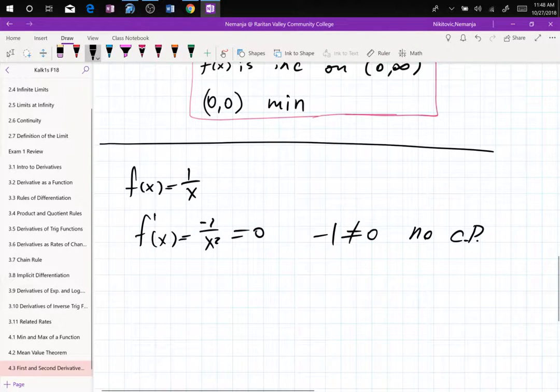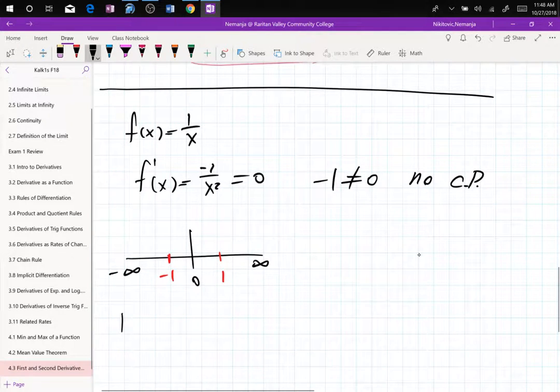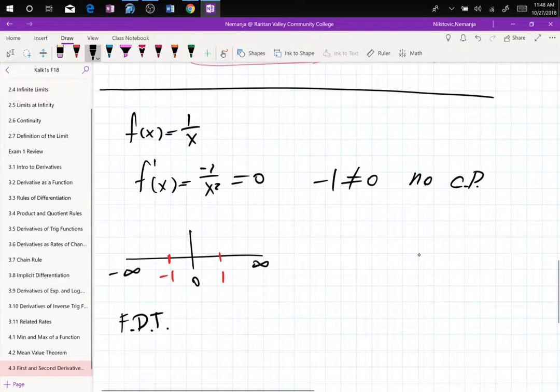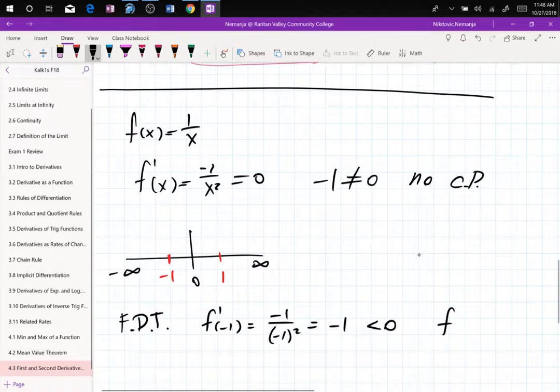So we have no critical points, right? But we do have a vertical asymptote. So we still get to partition at 0. And pick 2 test points. So those are your C's. And now we do our first derivative test, FDT. F prime at -1 is -1 over -1 squared, which is -1, less than 0. Function is decreasing. Boom, arrow decreasing.